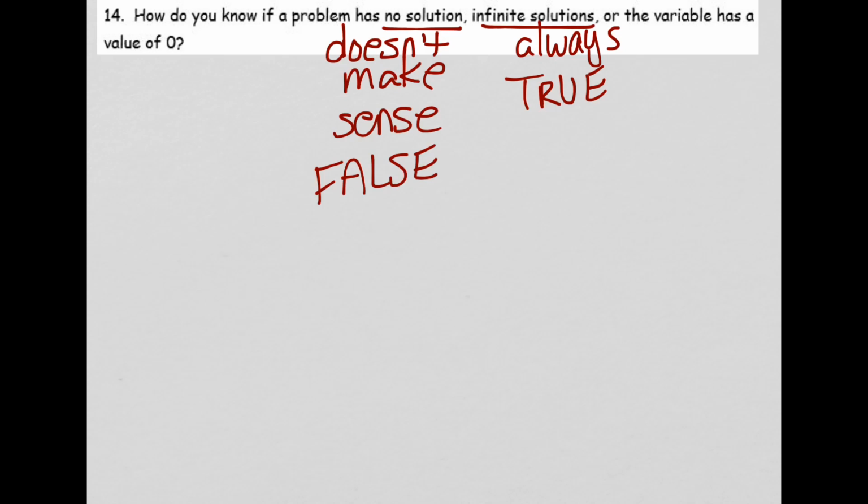The variable has a value of 0 when you have solved and you get x on one side and 0 on the other. That is telling you that 0 is the answer. Can 0 be an answer? Yeah. Like, here's a question that has 0 as an answer. How many times has Sister Bagley won the lottery? 0 times, right? So L is the lottery times that I've won, and L equals 0.